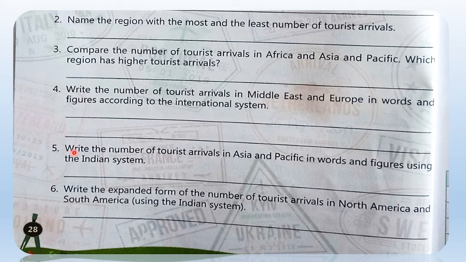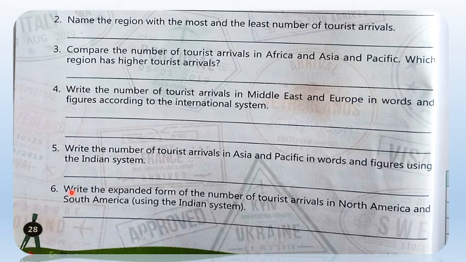Then question number 5, write the number of tourist arrivals in Asia and Pacific in words and figures using the Indian system. Again, the tourist arrival in Asia and Pacific, you have to write that in words as well as in figures. So what you can do is, first you write that in figures, then put the commas according to Indian system, and then write the number name in Indian system. Similar will be the case with question number 4. First you write the figures, put the commas according to international system, and then write the number name in international system.